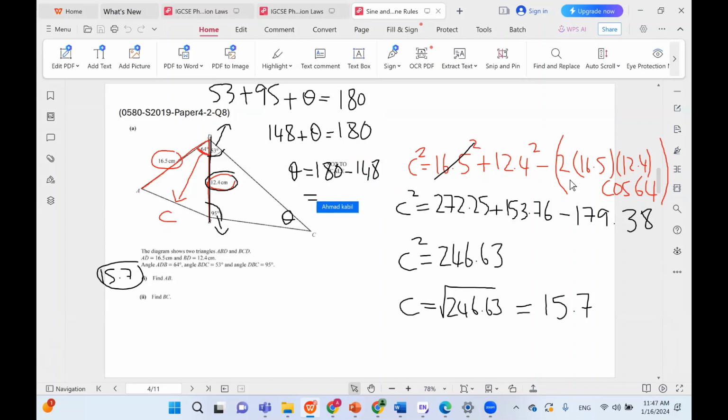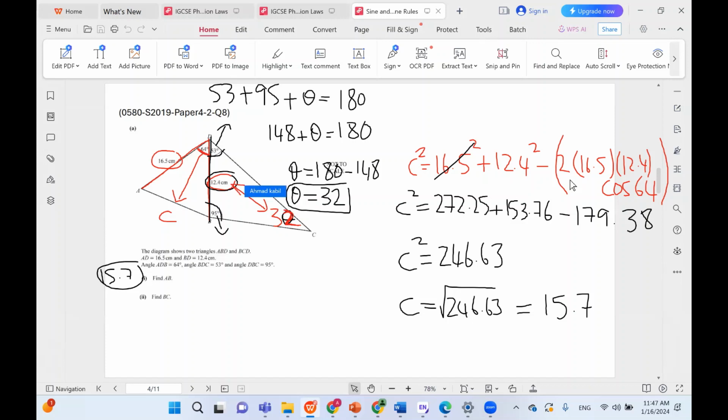And this gives us 32. So theta equals 32. Now that we have this angle, let's just write it in the drawing. We have 32 here. And these are opposite to each other.